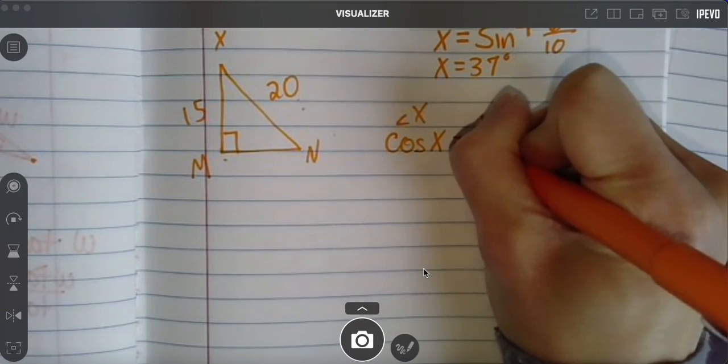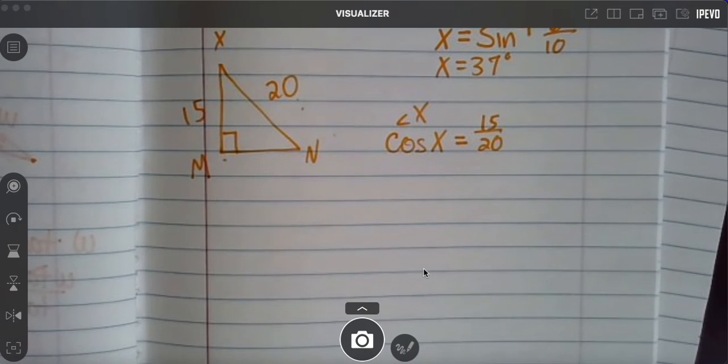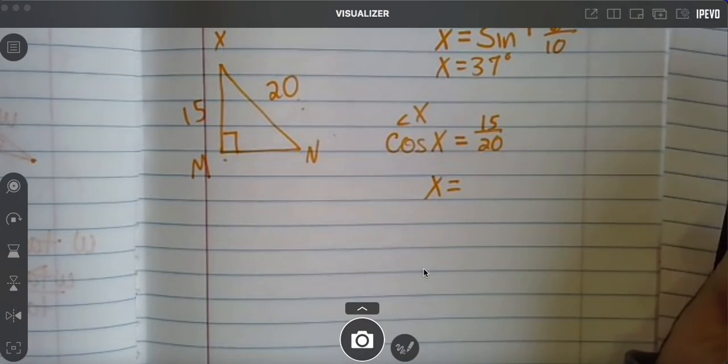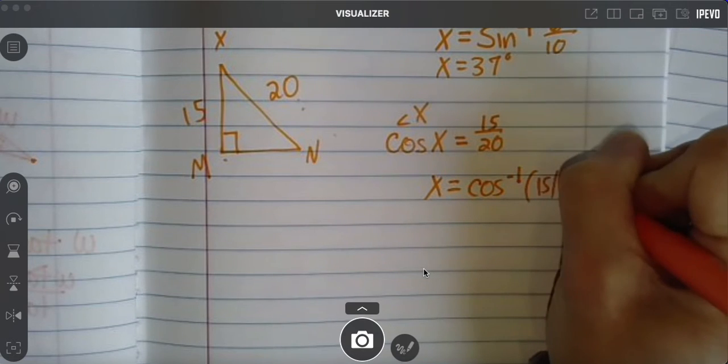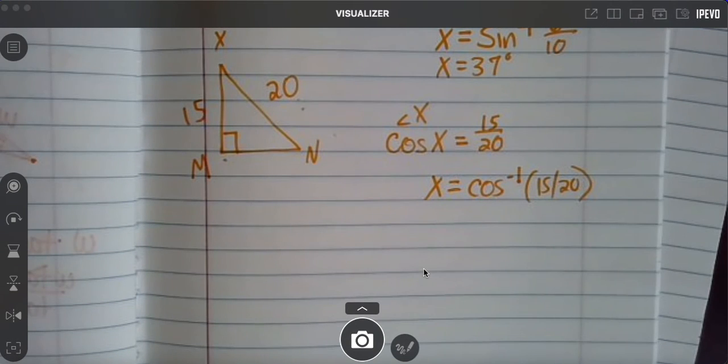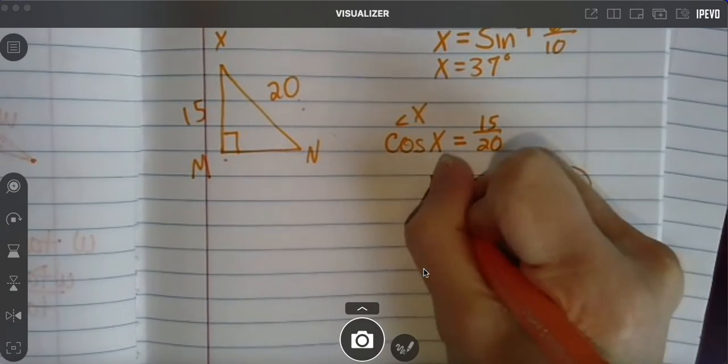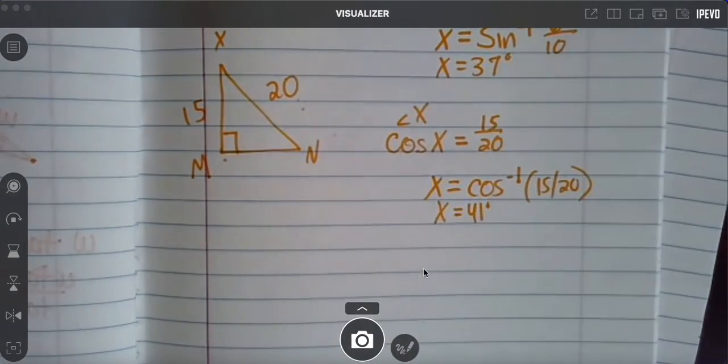15 over 20. Again, if it asked for a trig ratio, I would reduce that and that would be my answer. It's not asking for a trig ratio this time though, right? What's it asking for? The angle X. Find the angle. So what do we do? The inverse function. So in my calculator, I'm going to type in not sine inverse, but cosine inverse of 15 over 20. And round it to a whole number. 41 degrees is my angle X.